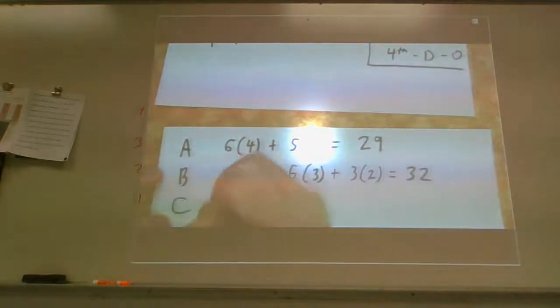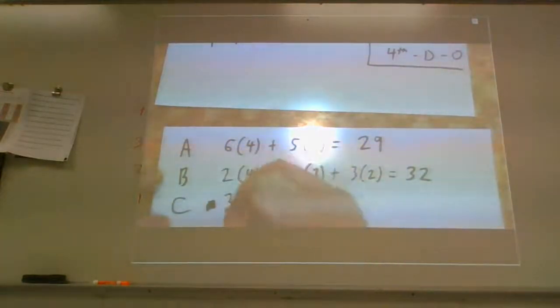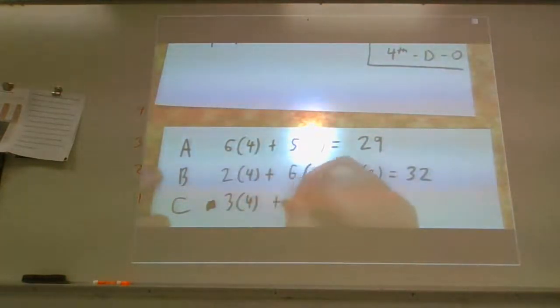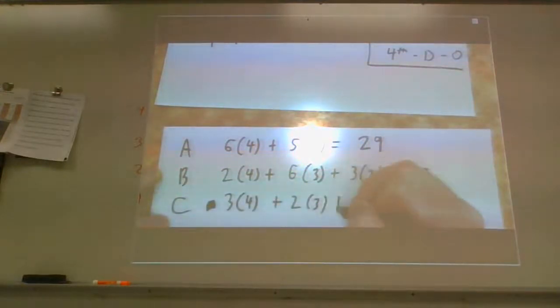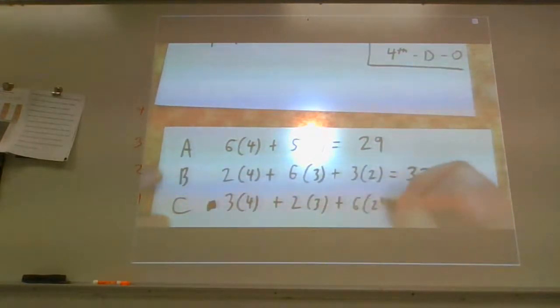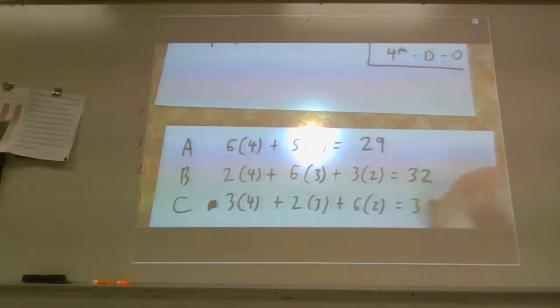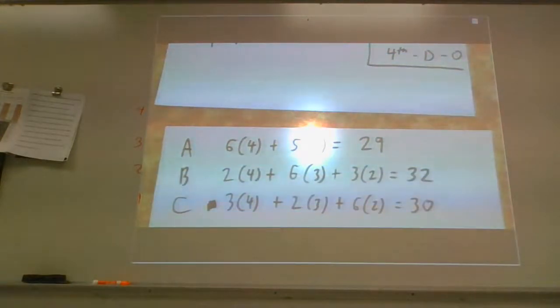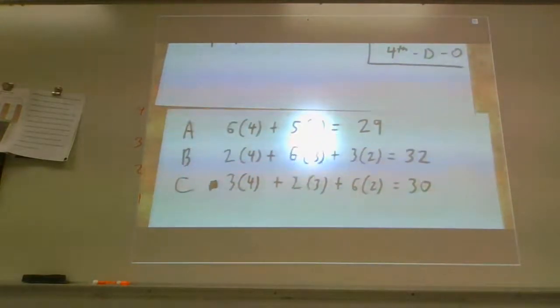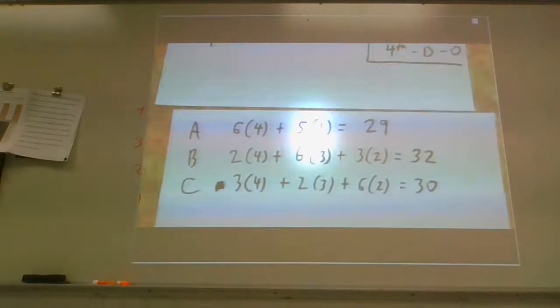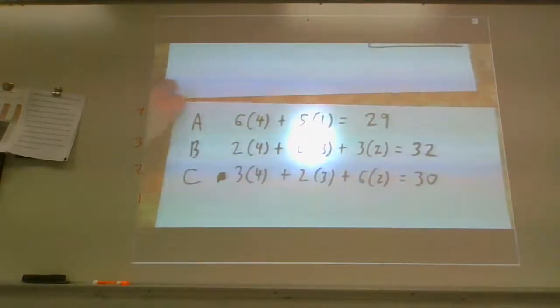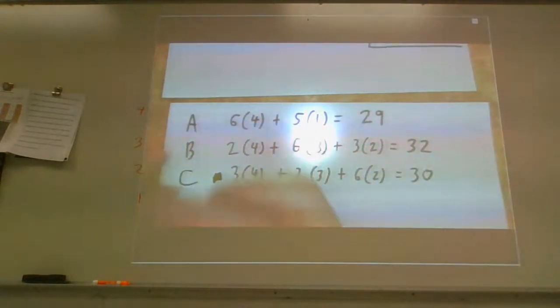Let's look at C. C had 3 first place votes, 2 second place votes, and 6 third place votes. 12 and 6 and 12 make 30. Oh man, A. Sucks to be you, A. I mean, you kind of see where this is going a little bit. You never know. D, I don't know. We'll see what happens with D.